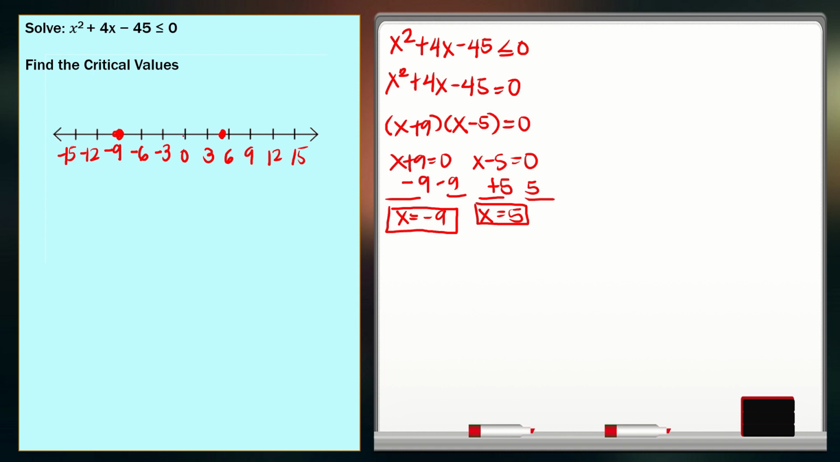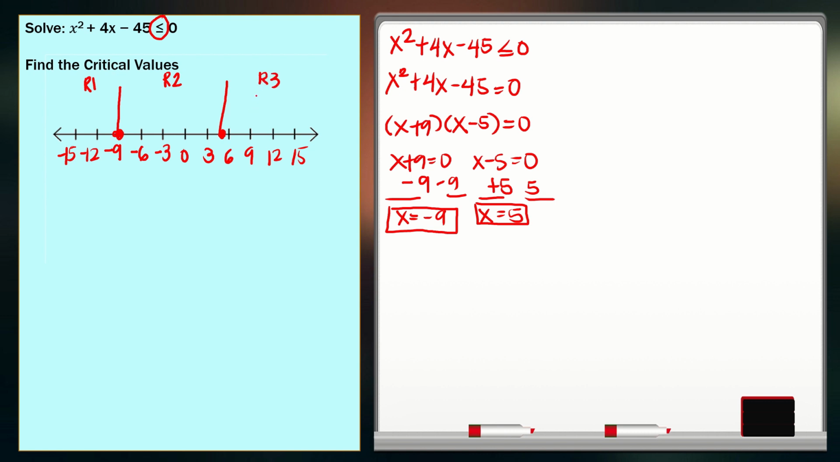So take note, I use solid circle because it tells us that these critical values are included as part of our solution set since the given here is less than or equal to 0. So we have now three regions. So region 1, region 2, and region 3. Region 1 are the numbers below negative 9, and the region 2, which are the numbers between negative 9 and positive 5. And lastly, we have region 3, which are the numbers greater than positive 5.